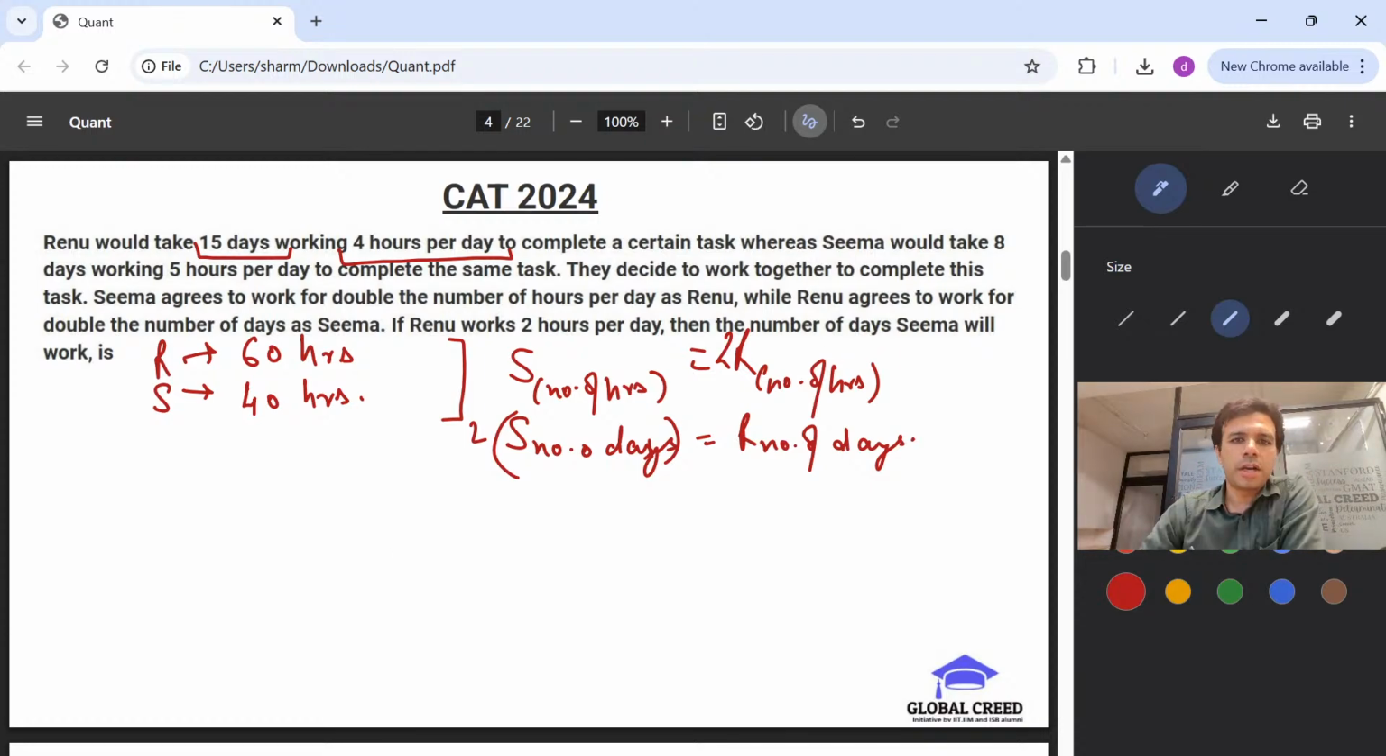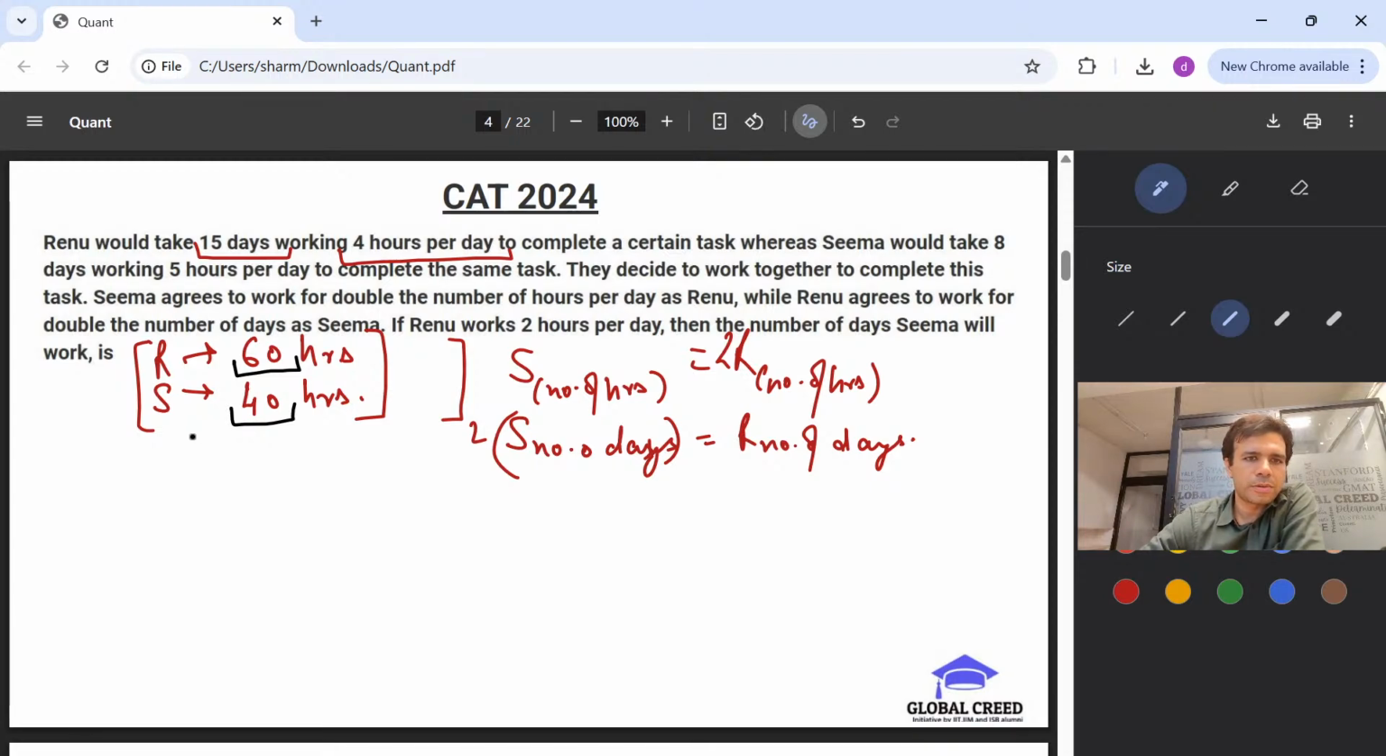If Renu works 2 hours per day, then the number of days Seema will work is, let's try to find out. The first thing it says is Seema and Renu agreed to work together. First we do one thing: whenever you get a time and work question and you have Renu 60 hours, Seema 40 hours, always try to take the total work as a multiple of these two, 40 and 60. If you take the multiple of 40 and 60 as the total work, what can that be? Take the LCM of 40 and 60.